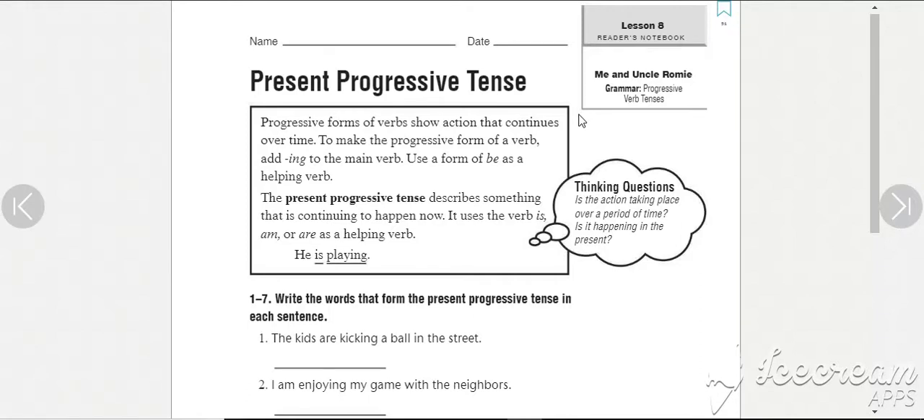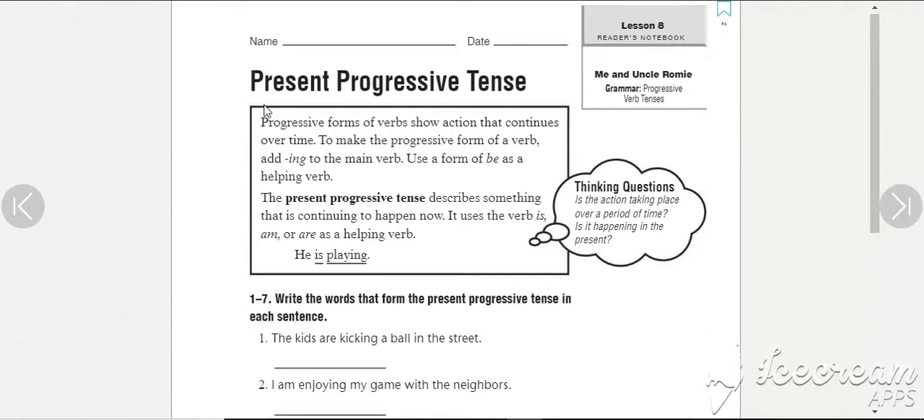What's the meaning of progressive? Progressive means in progress or ongoing. So if you think a little bit, you can figure out that a verb in the present progressive tense means that the verb is in progress. The action is in progress. Let's read inside the box and then we'll explain everything.